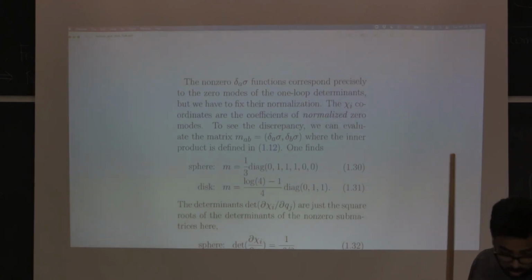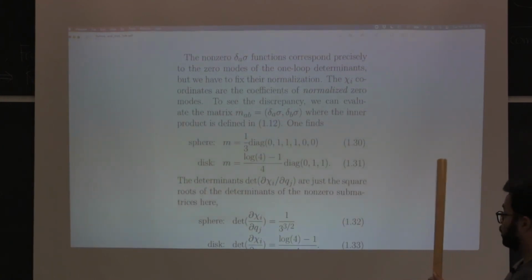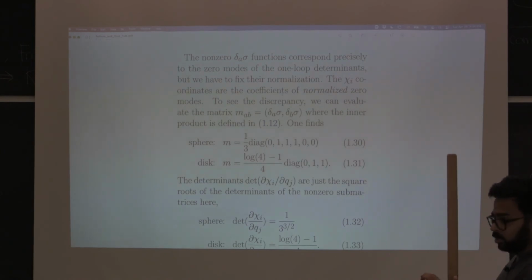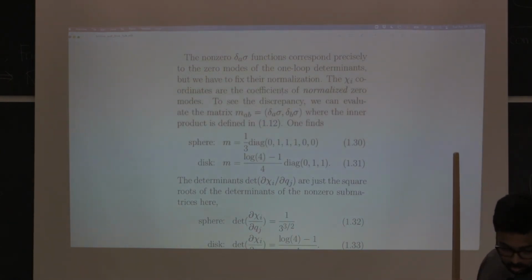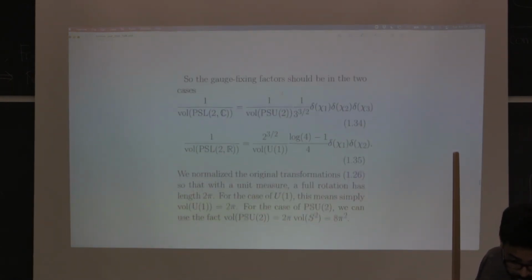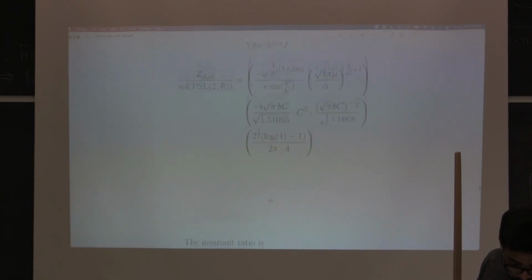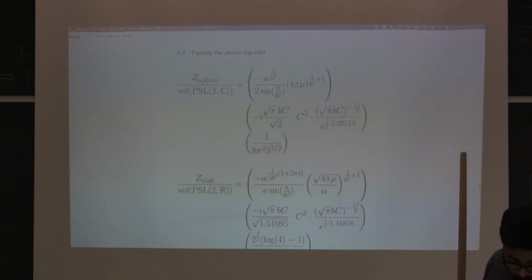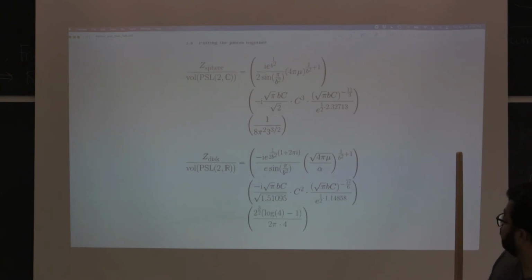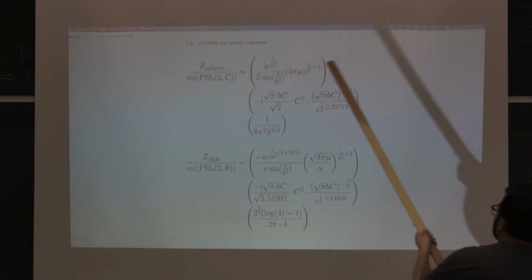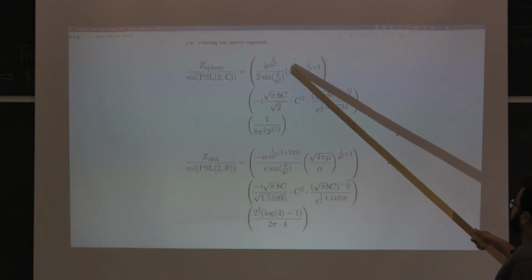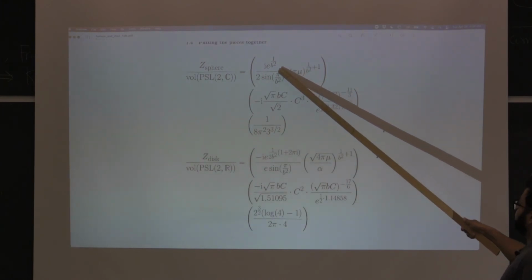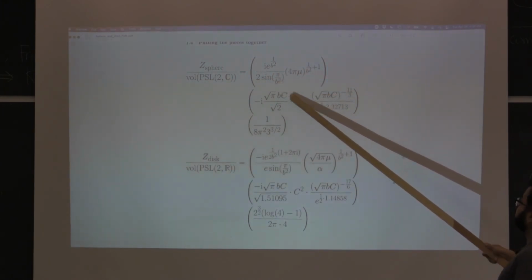Anyway, now you put everything together. This is just computing that factor, because the spherical harmonics have to be properly normalized and so on. And let me just show you the final answer. Action summed over saddle points, which give that 1 over sine.